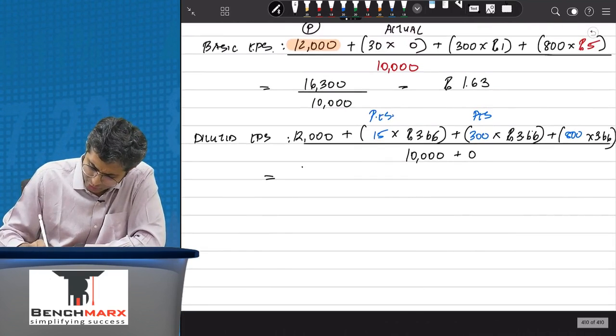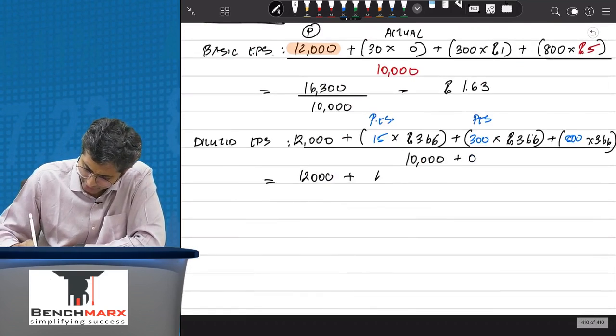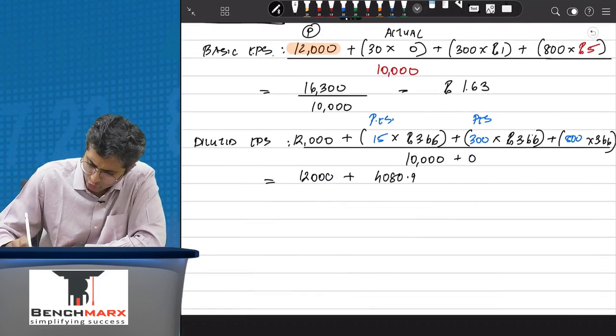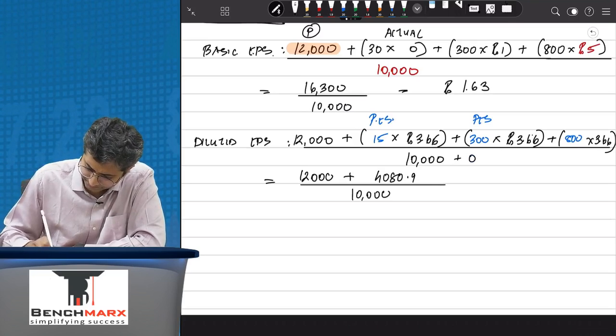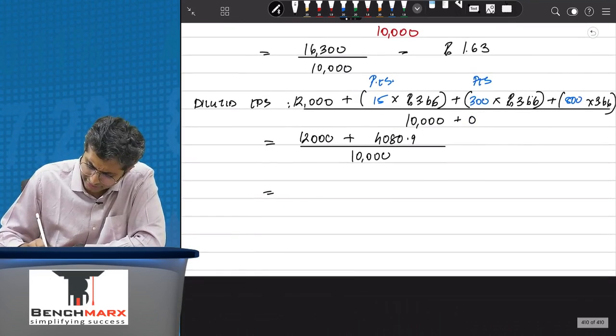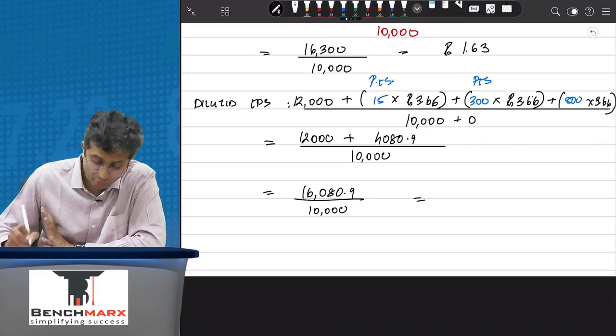So over here, if I total up, this is 12,000 plus, we have I think done this working earlier. This is 4080.9. You can again do it over here as well, divided by 10,000. So this is, I guess, 16,080.9 upon 10,000, and as a result, this is what the institute has done.